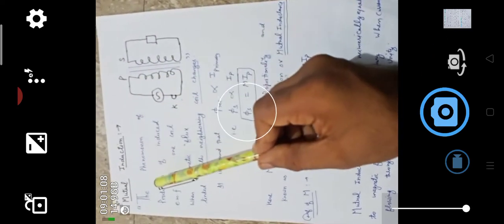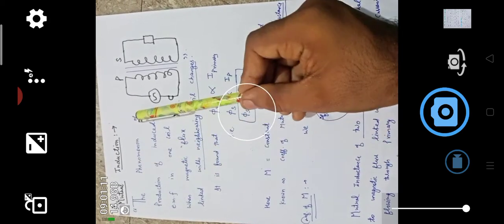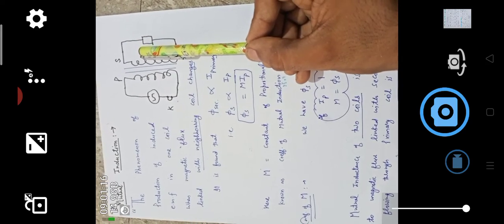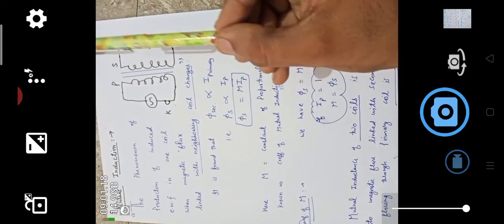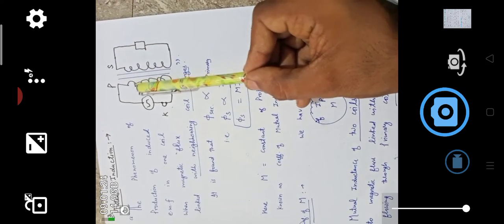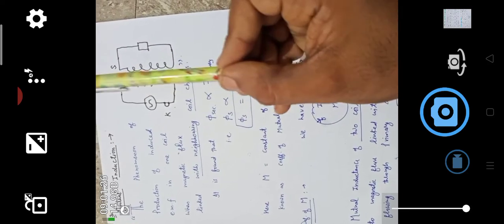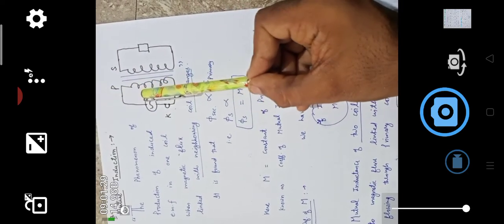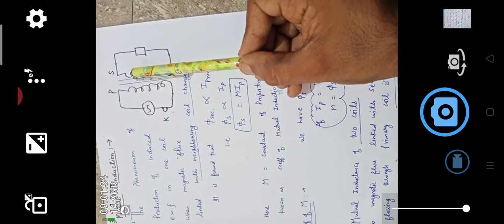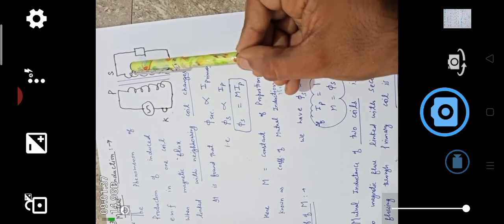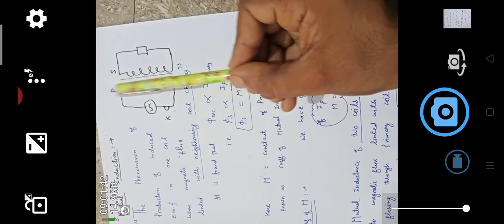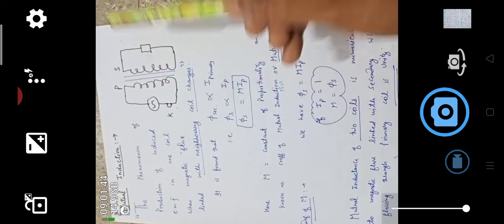So see here, beta, what is mutual induction? The phenomenon of production of induced EMF in one coil when the magnetic flux linked with the neighboring coil changes. Here, current starts flowing, creating field and flux. Flux changes with the passage of time. This flux also links with the secondary circuit. Induced EMF is set up in the secondary when current flowing in the primary coil changes. This phenomenon is known as mutual induction.